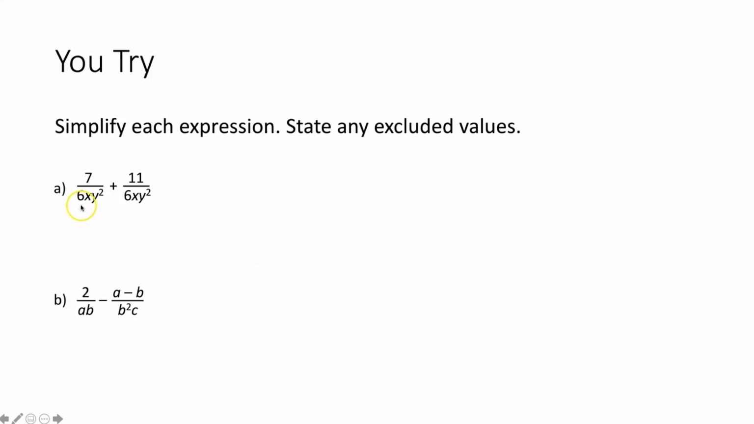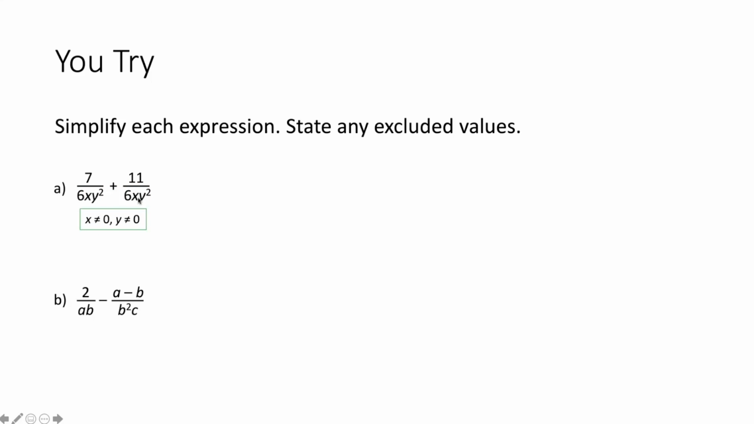Okay, doing the same thing. Step 1, we need to completely factor the numerator and denominator of each fraction. Done. Step 2, we need to state any excluded values. So what values of x or y would cause these denominators to equal 0? Well, if we set each of the denominators equal to 0 and solve for x or y respectively, we end up getting that x cannot equal 0 and y cannot equal 0. Those two values would cause these denominators to equal 0.